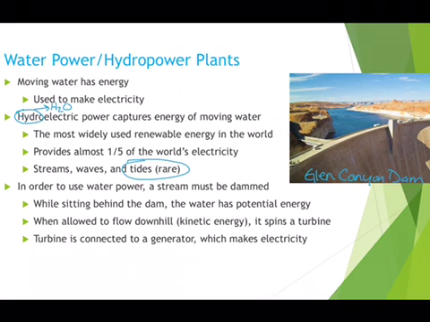And so the water gets dammed in order for the humans to control that water. So while sitting behind the dam, that water has potential energy. So back here, all this water has potential energy. And it will turn to kinetic energy when it's allowed to flow down this hill. When it flows down that hill, it will spin a turbine. And that turbine will be connected to a generator, which then creates the electricity.